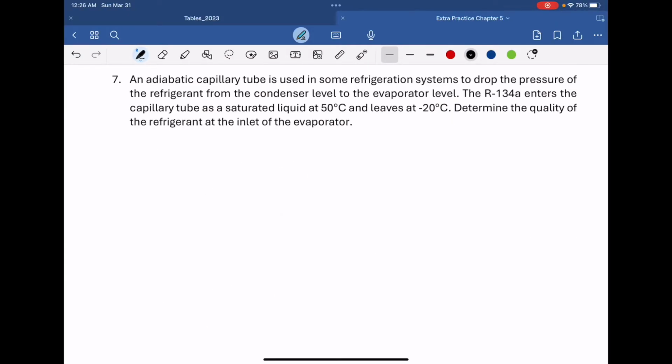An adiabatic capillary tube is used in some refrigeration systems to drop the pressure of the refrigerant from the condenser level to the evaporator level. The refrigerant enters the capillary tube as saturated liquid at 50 degrees Celsius and leaves at minus 20 degrees Celsius. Determine the quality of the refrigerant at the inlet of the evaporator. So the inlet of the evaporator should be the exit of this capillary tube.